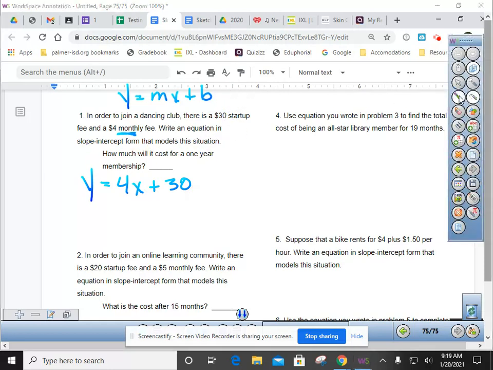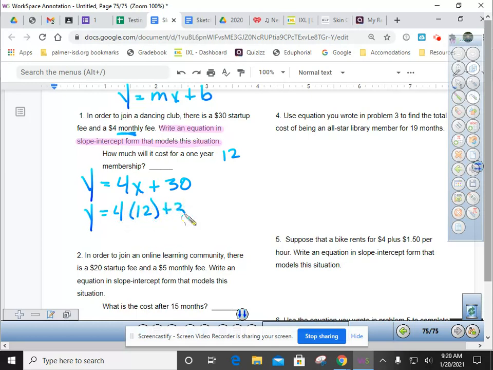Now what we have done right here is this right here. Write an equation in slope-intercept form that models that situation. That's what we've done. Now the next question is, how much will it cost for a 1-year membership? How many months are in a year? 12. $4 monthly. Where do you think I put the 12? On the Y or on the X? On the X. So in order to solve this, 4 times 12 plus 30. Don't make it hard. You know how to do this.